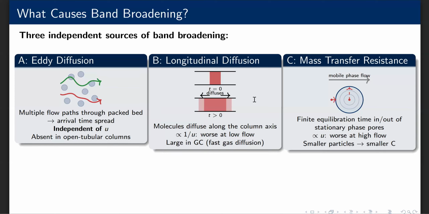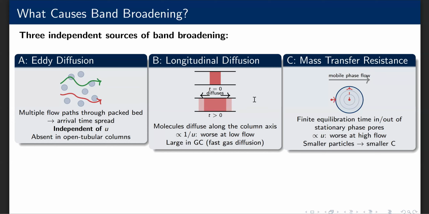The A term, eddy diffusion, is shown on the left. In a packed column, molecules take different paths through the particle bed. I have drawn 2 paths in red and green. They have different lengths, so molecules arrive at the detector at different times. This creates broadening that is independent of flow rate. Importantly, the A term is 0 in open tubular capillary columns because there is only one flow path.